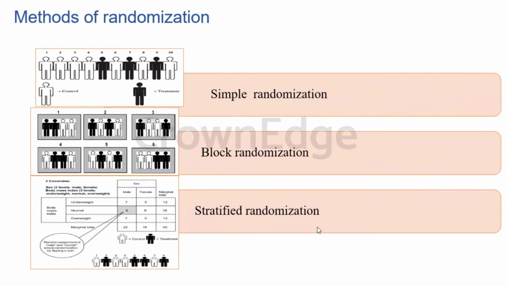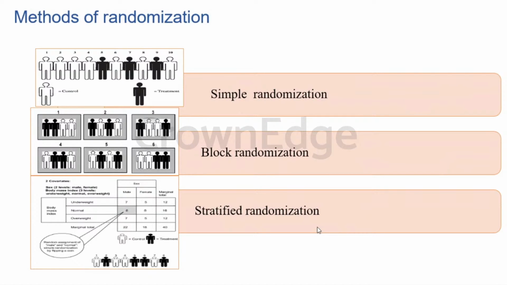So your block should always be in multiples of your number of groups. I have two groups, study and control, so I want 2 into 3, that is 6 blocks. In each block you should know what you want. I have 12 males and 12 females, so I want two males and two females in each block.